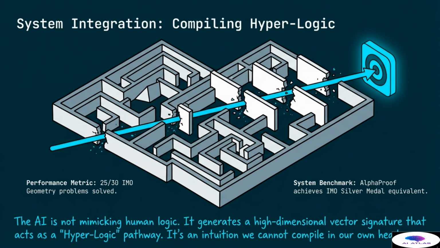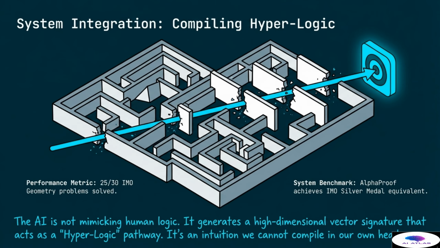In page 10, we look at system integration and the concept of compiling hyperlogic. The AI is not simply mimicking human logic. Instead, it generates a high-dimensional vector signature that acts as a hyperlogic pathway. This is an intuition we cannot compile in our own heads.